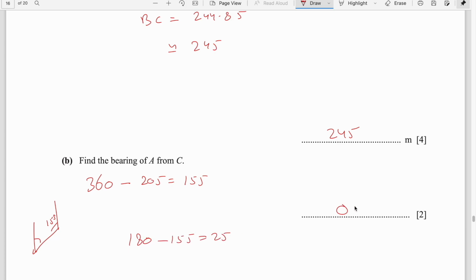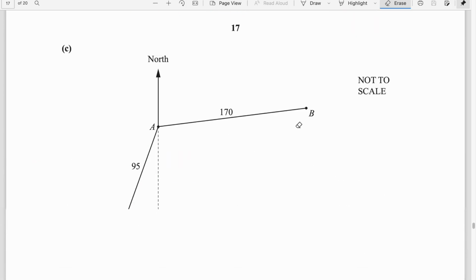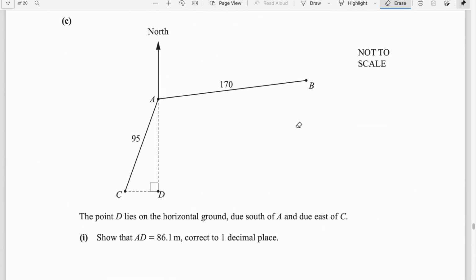So bearing is 0 to 5. Always write your answer to 3 digits in case of bearing. C part.